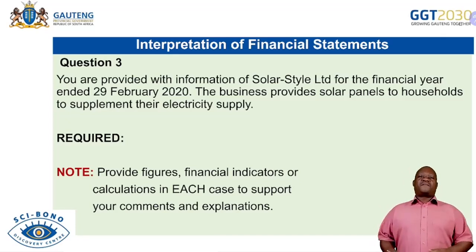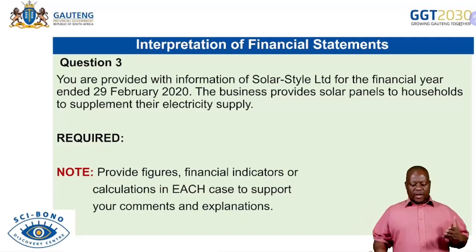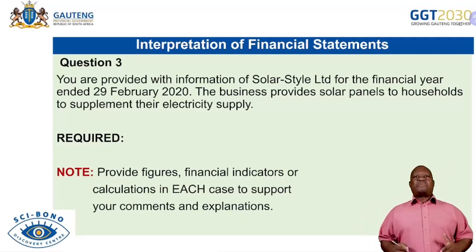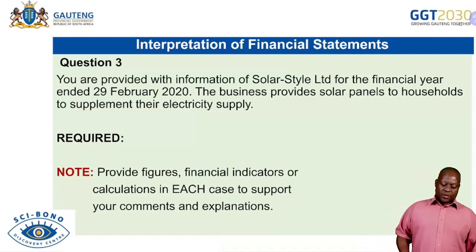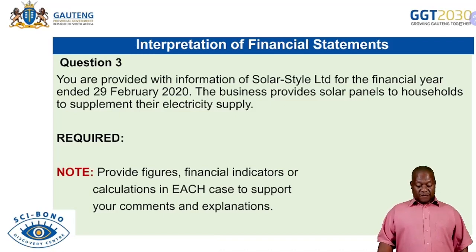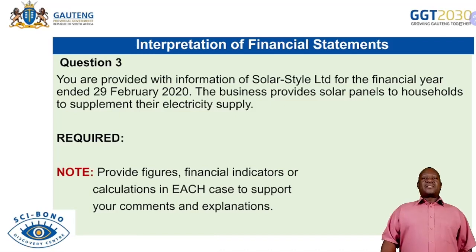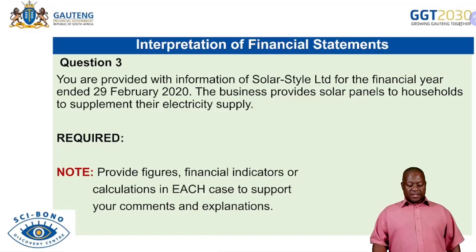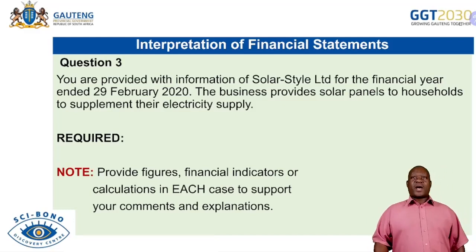So we are going to have a question in which we are given 2 base years. It means we are given 2 years that we are going to use to compare. The key is we are comparing, and then we are giving a comment based on what we have seen in our comparison. You are provided with information of Solar Style Limited for the financial year ended 29 February 2020. The business provides solar panels to shareholders to supplement their electricity supply. What are you required to do?